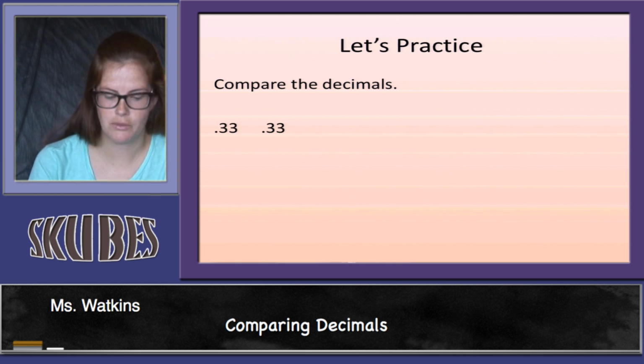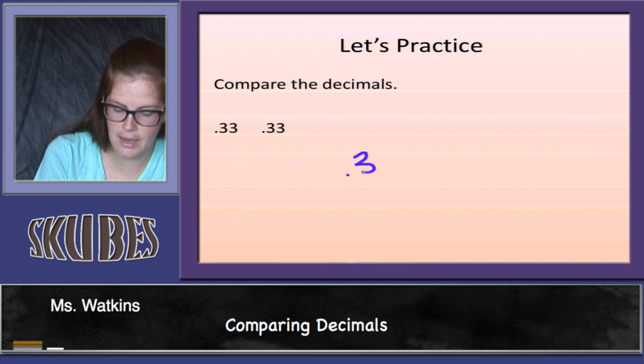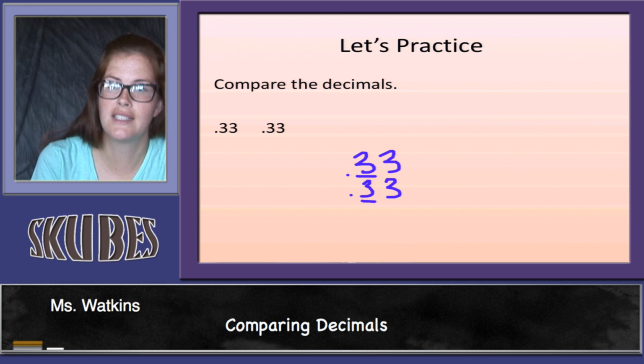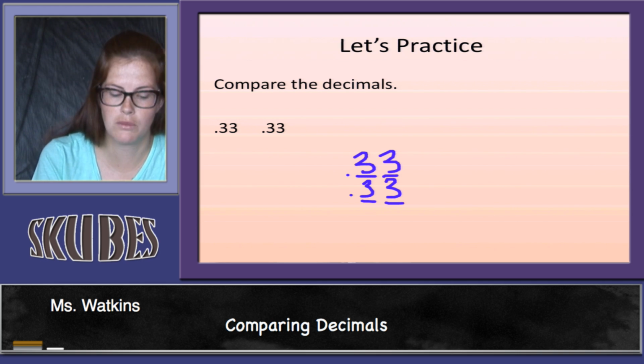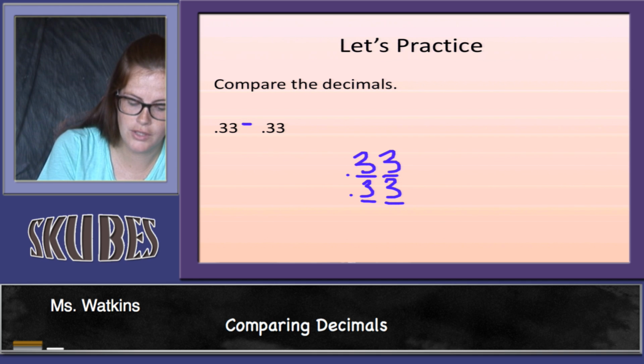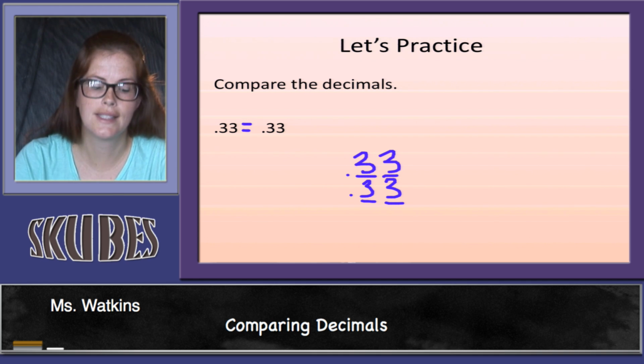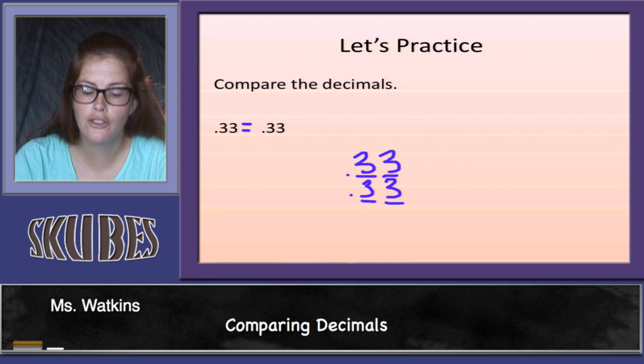All right, let's compare these decimals. This one should be easy. We line up our decimals. Look at our tenths place first. We have a 3 in the tenths place in both numbers, so they're the same, and then we have a 3 in our hundredths place. So to compare these numbers, we would say 33 hundredths is equal to 33 hundredths.